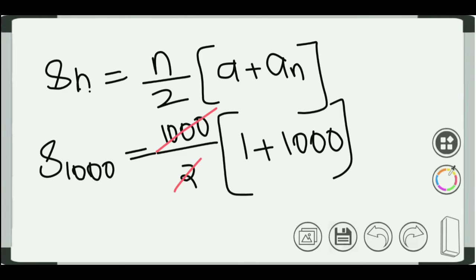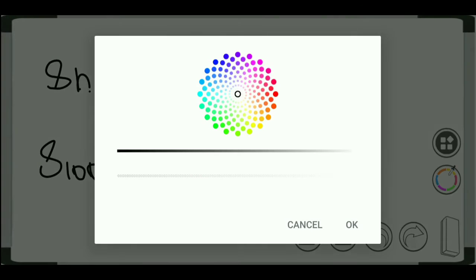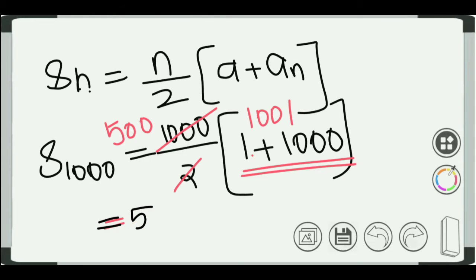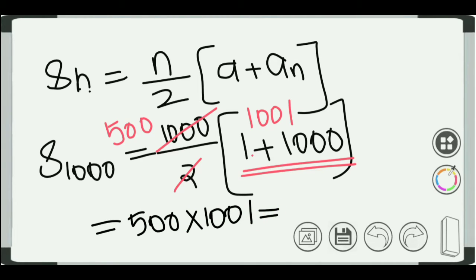So 1000 divided by 2 is 500. 1 plus 1000 is 1001. Okay, so you'll be getting 500 into 1001, which is equal to 500,500.